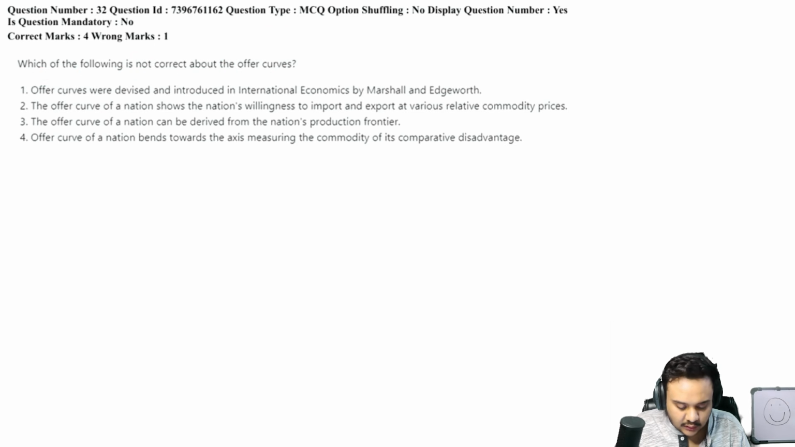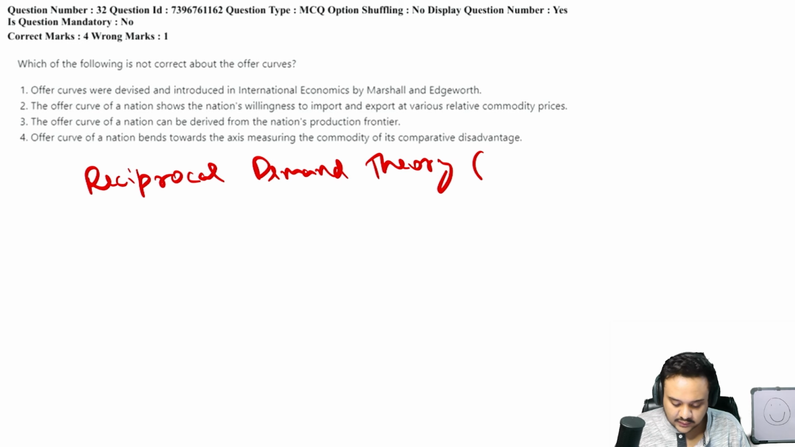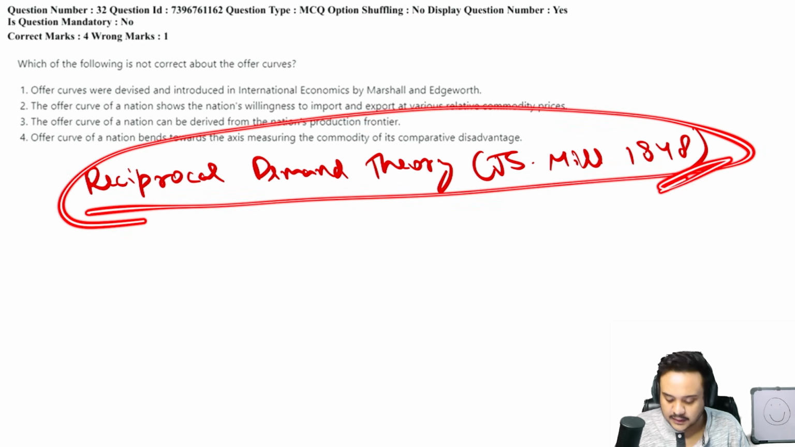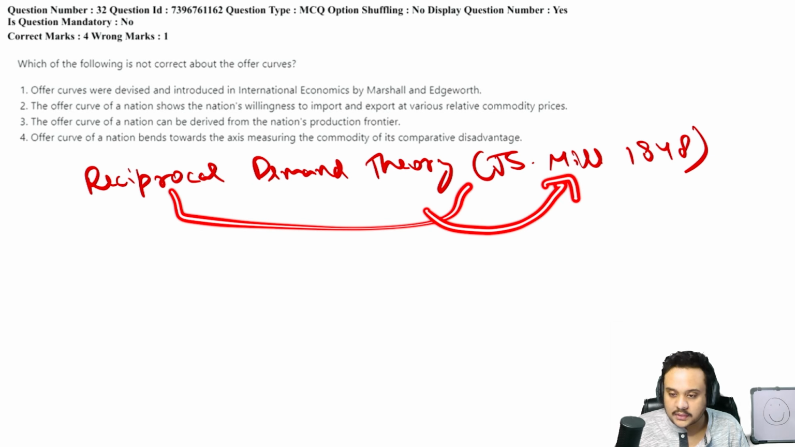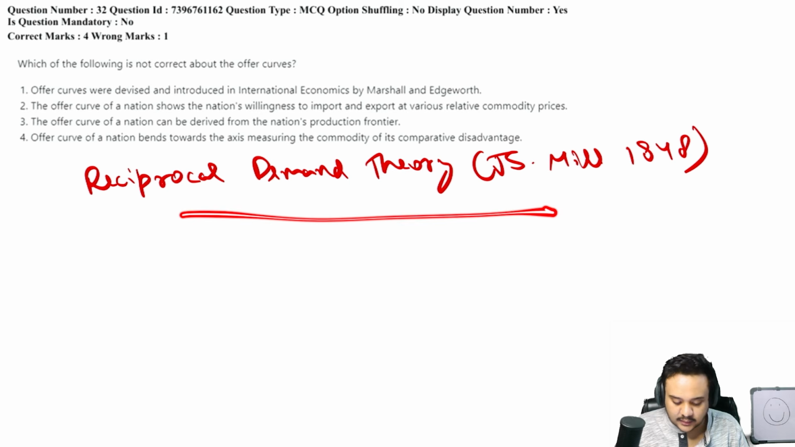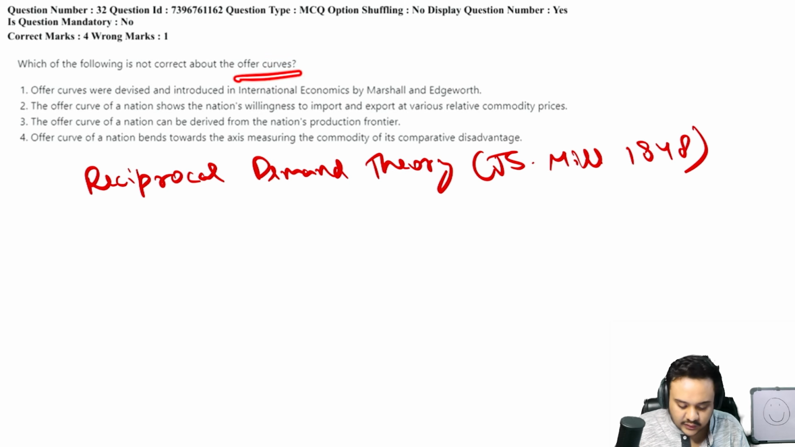So first of all, offer curves are actually an extension to the reciprocal demand theory that was given by J.S. Mill in 1848. And this itself has been asked in the CUET-PG exam about 2 to 3 times, once in match the following, where you had to match the theory with the name of the economist, and once where you had to match the year, I think, or something like that. Okay, so this is a very important thing, and obviously the offer curves are an extension to it.